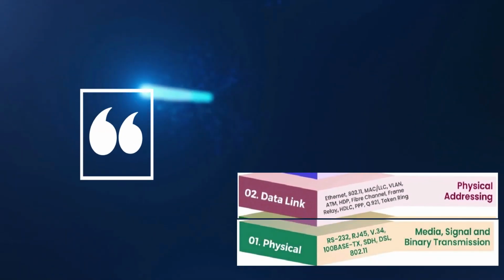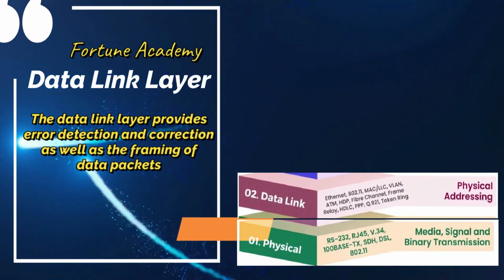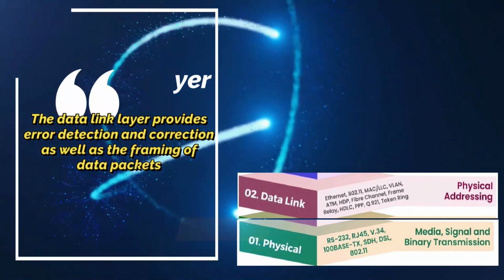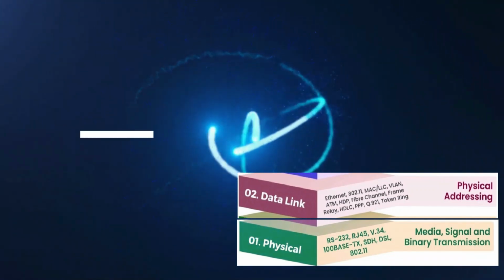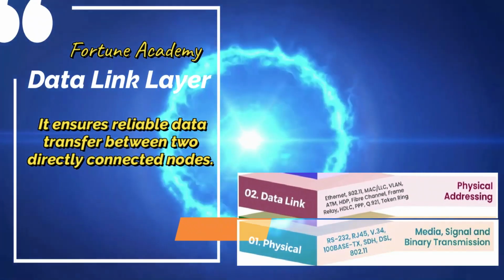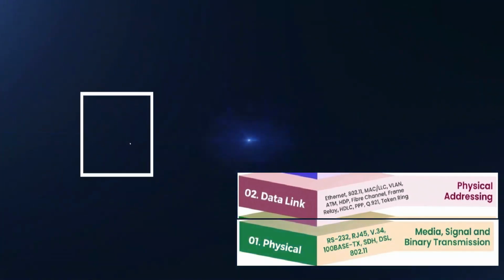2. Data link layer. The data link layer provides error detection and correction as well as the framing of data packets. It ensures reliable data transfer between 2 directly connected nodes.